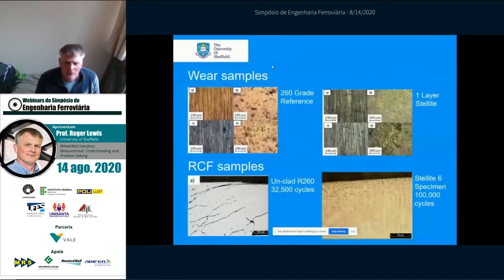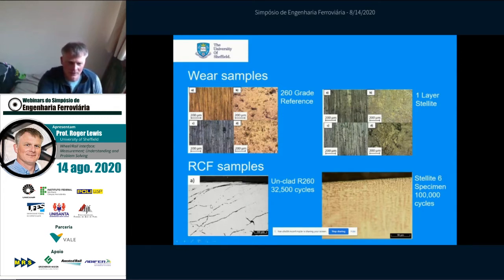Just some examples of the surfaces post-testing. We've done wear testing and the clad layers see wearing a lot less than our standard grade reference in 260 grade. And this is reflected in the surface of the discs as well. In the rolling contact fatigue tests, we basically run out the clad layers. We've not achieved any cracking largely.